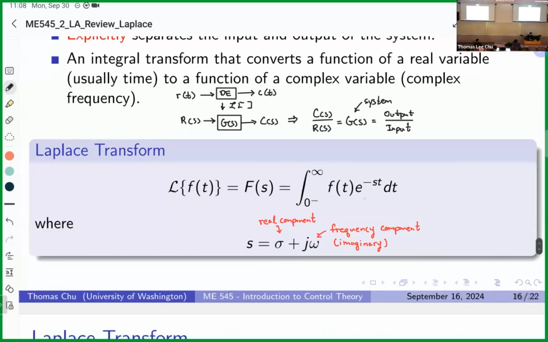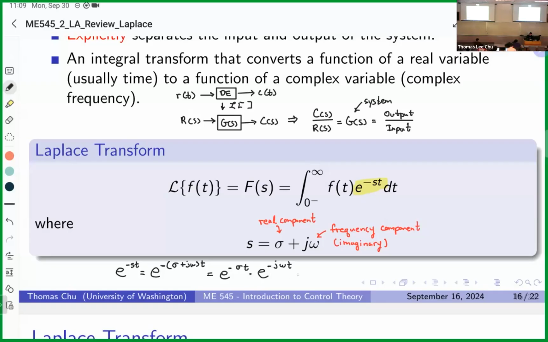One last thing about looking at e to the minus st. I was telling you about this form e to the minus st. If we were to write that out, we get e to the minus real part plus j omega t, which is then equal to e to the minus sigma t times e to the minus j omega t. So that's just a property of exponential.